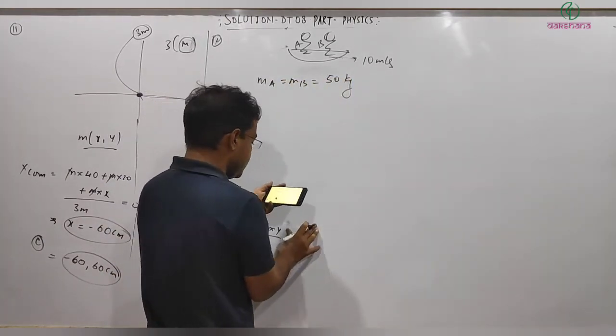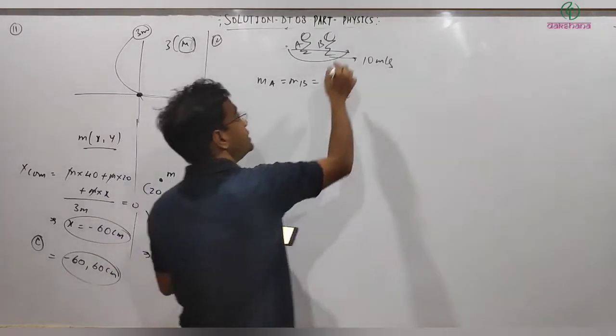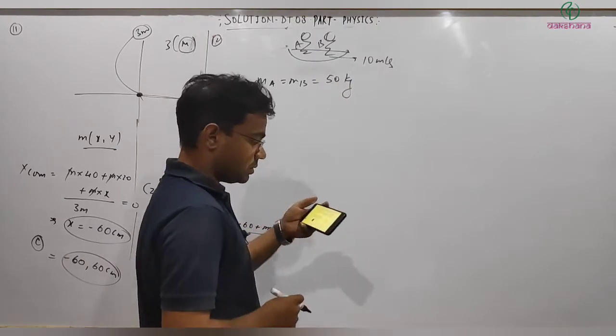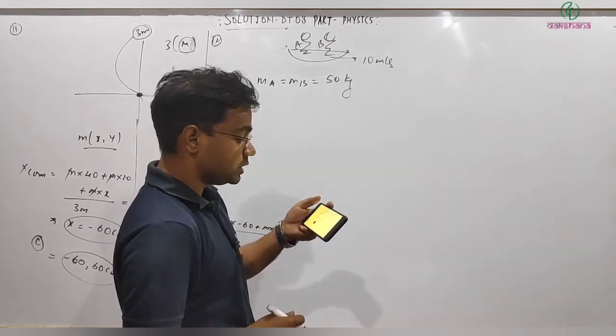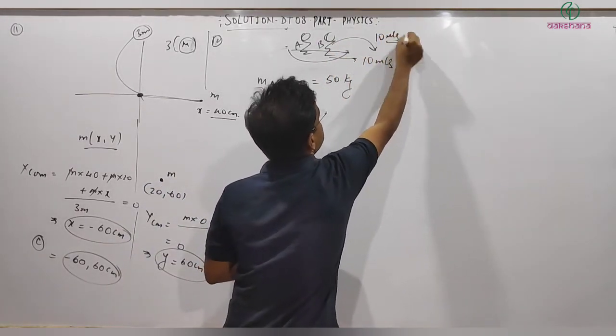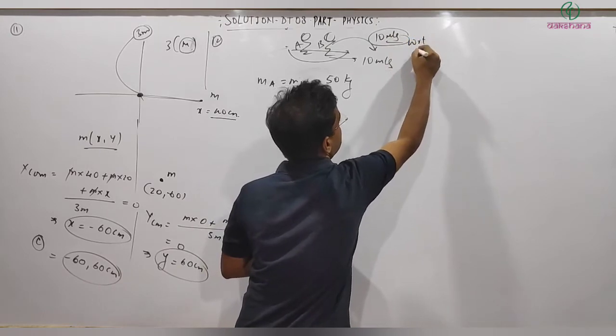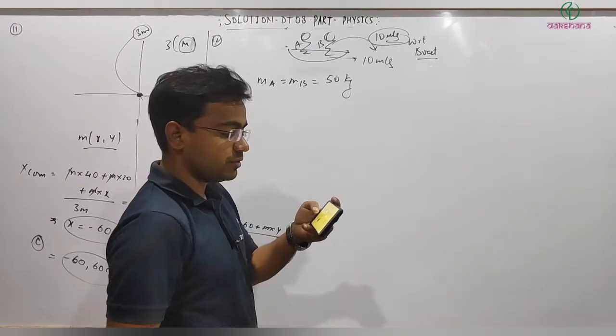And if B jumps off the boat with a speed of 10 meter per second with respect to the boat, in the direction of the boat movement. So B is jumping in this direction with 10 meter per second speed with respect to the boat. Find the speed of A after the jump.